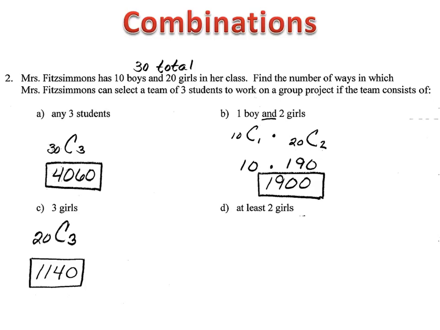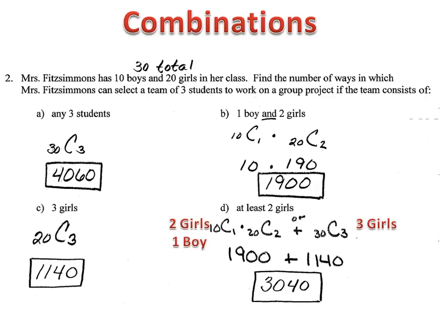Next, suppose Mrs. Fitzsimmons decides she wants at least 2 girls in her groups. Well, that means she could have a couple of things. She could have 2 girls and 1 boy. 2 girls and 1 boy is 10C1, that's my boy, and 20C2. Or she could have 3 girls. There's 20 girls, and she's going to choose 3 of them.